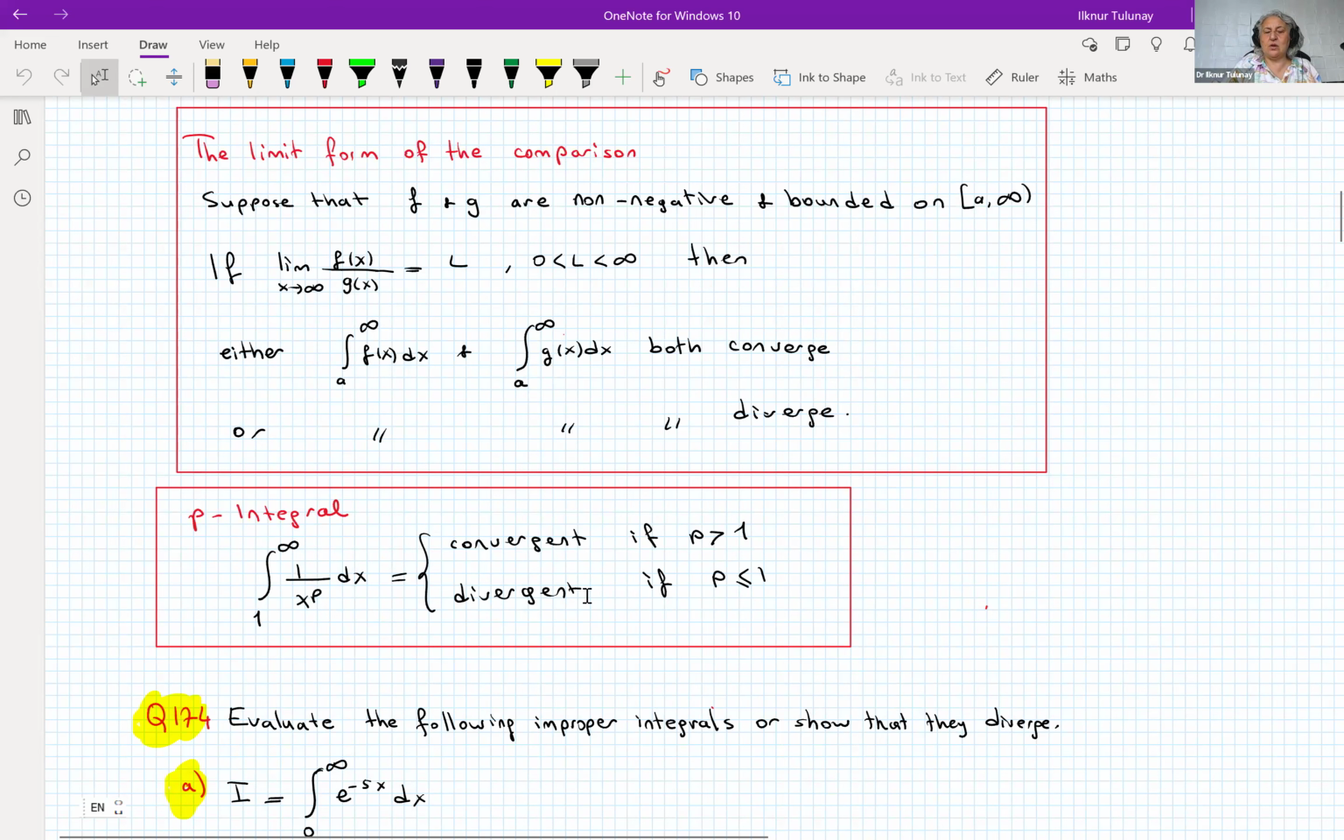For the p-integral, there's a theorem which has been proven in your lecture notes. The p-integral converges if p is bigger than 1 and diverges if p is smaller than 1.